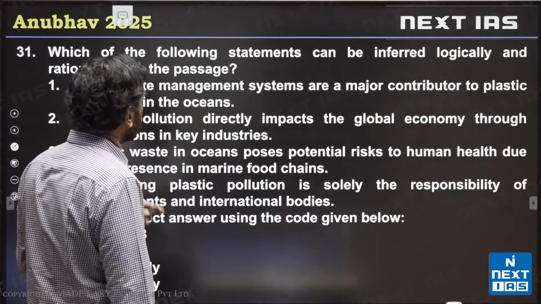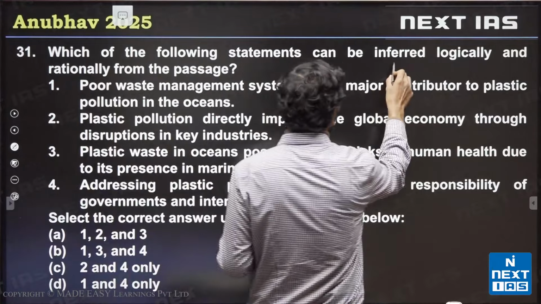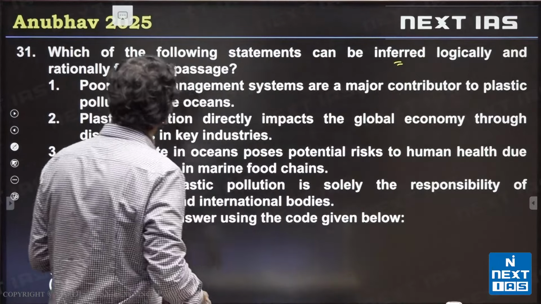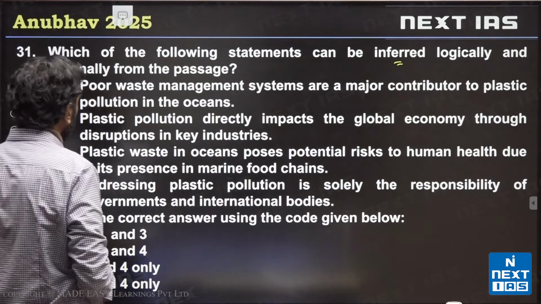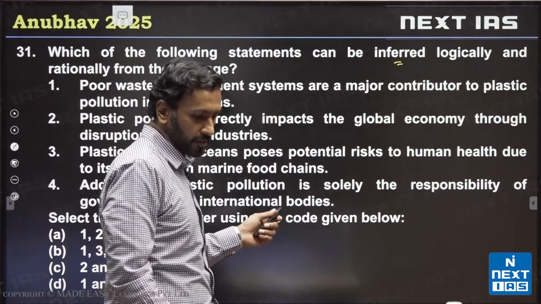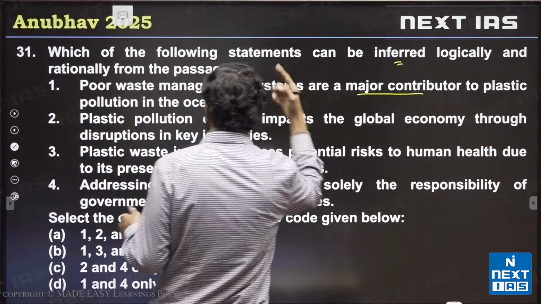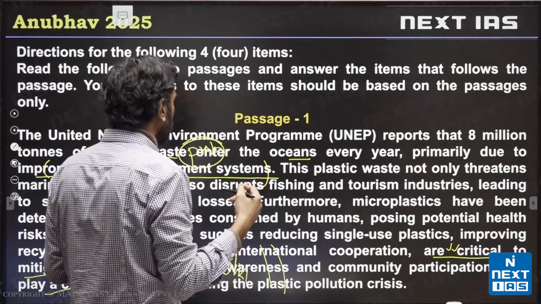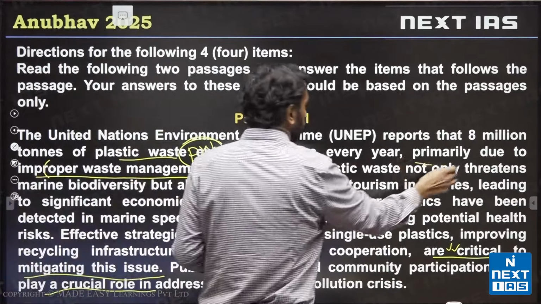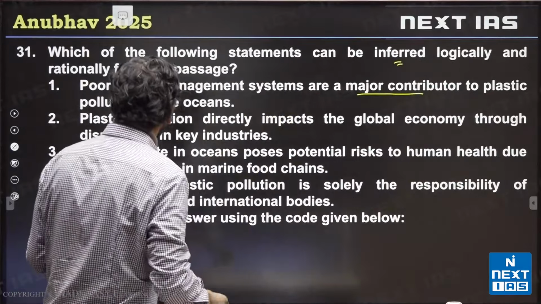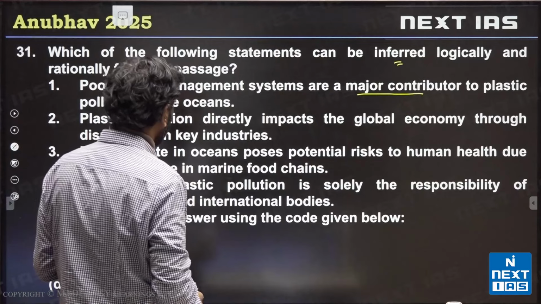Let's look at the questions, which can be inferred logically and rationally. For my inference, I need some facts stated in the passage. Let's look at question 31. Poor waste management systems are a major contributor to plastic pollution in the oceans. We know this to be valid, right? Major contributor, because the passage uses the same language, primarily due to. So 1 is valid. 2 says plastic pollution directly impacts the global economy through disruptions in key industries.